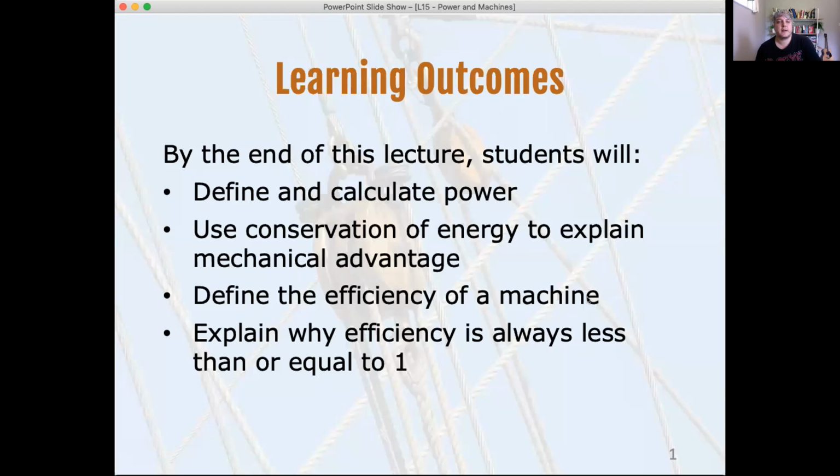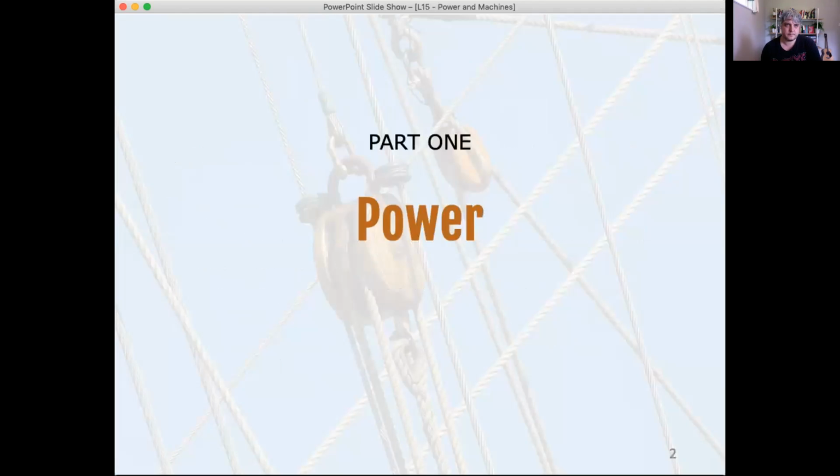The goals for today are to define and calculate power, use the conservation of energy to explain mechanical advantage, define the efficiency of a machine, and explain why efficiency is always less than or equal to 1.